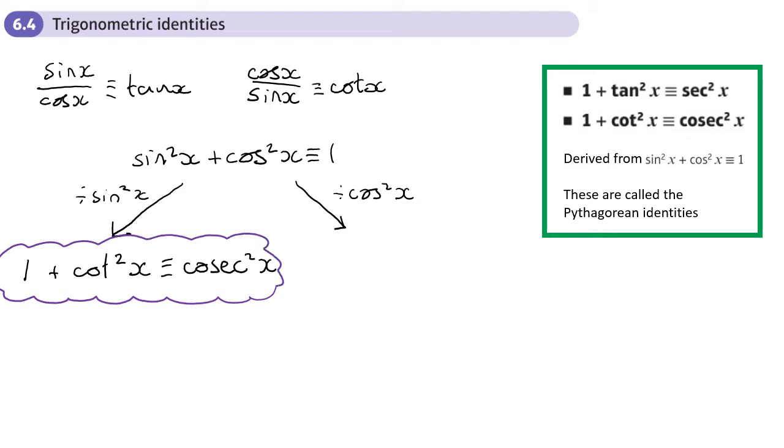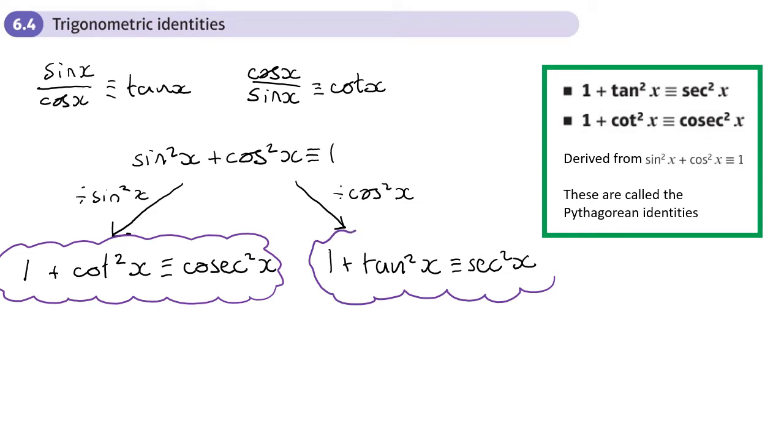If we do a similar thing over here, and we take this identity and divide everything by cos squared, we're going to get 1 plus tan squared. Just swap the first two terms around, gives you sec squared. Okay, and these are called the Pythagorean identities. They're linked to Pythagoras, and in fact the sine squared plus cos squared that we had from year 12 is linked to Pythagoras as well.